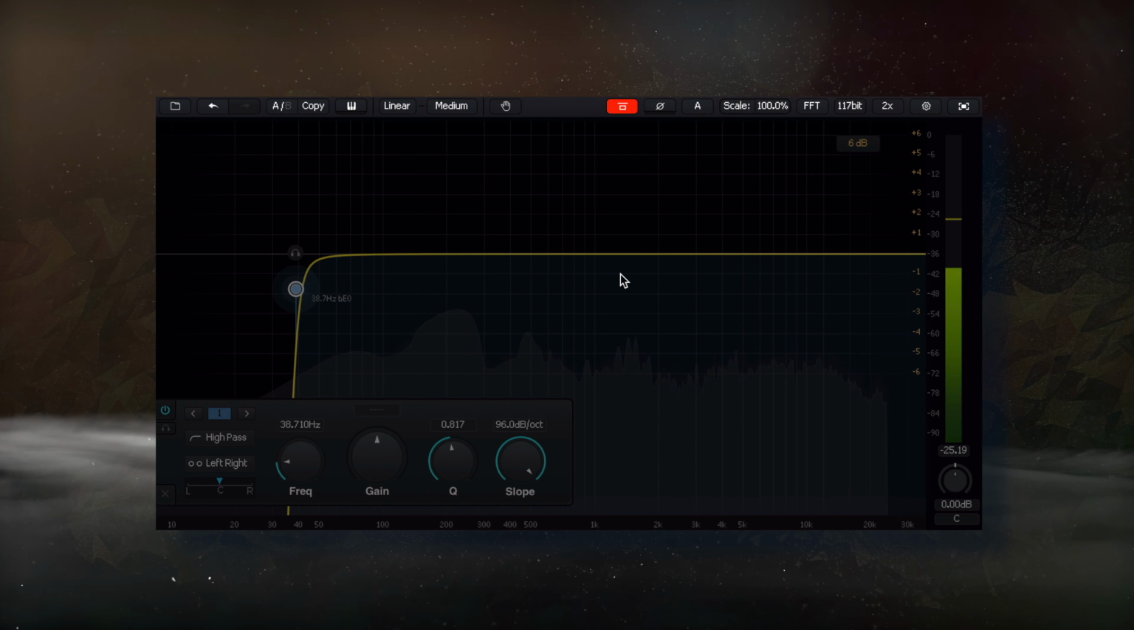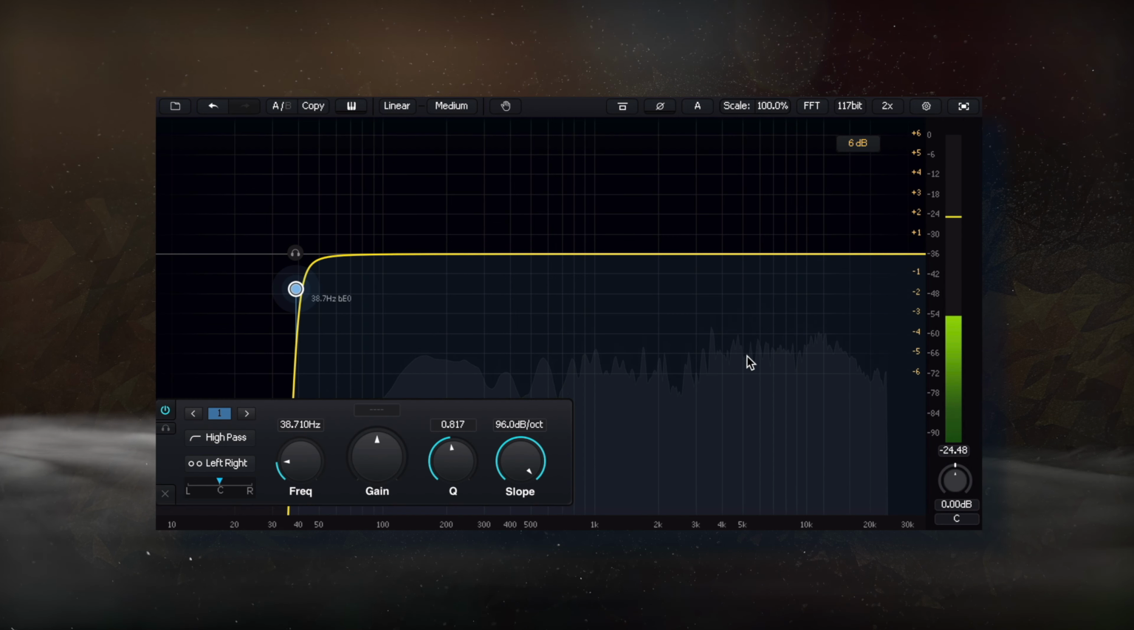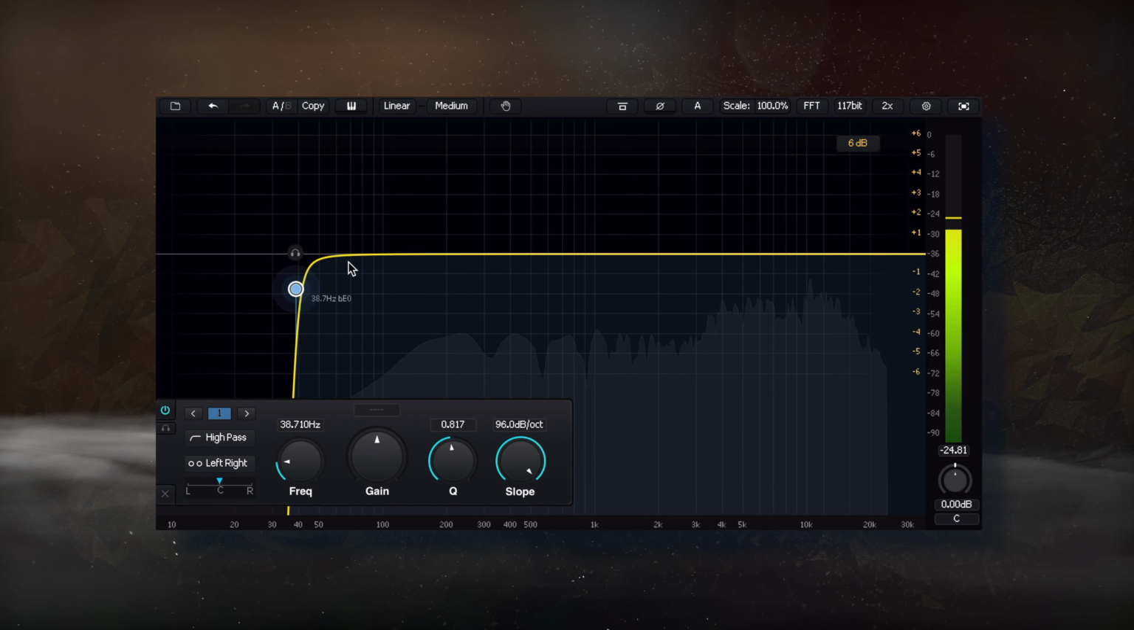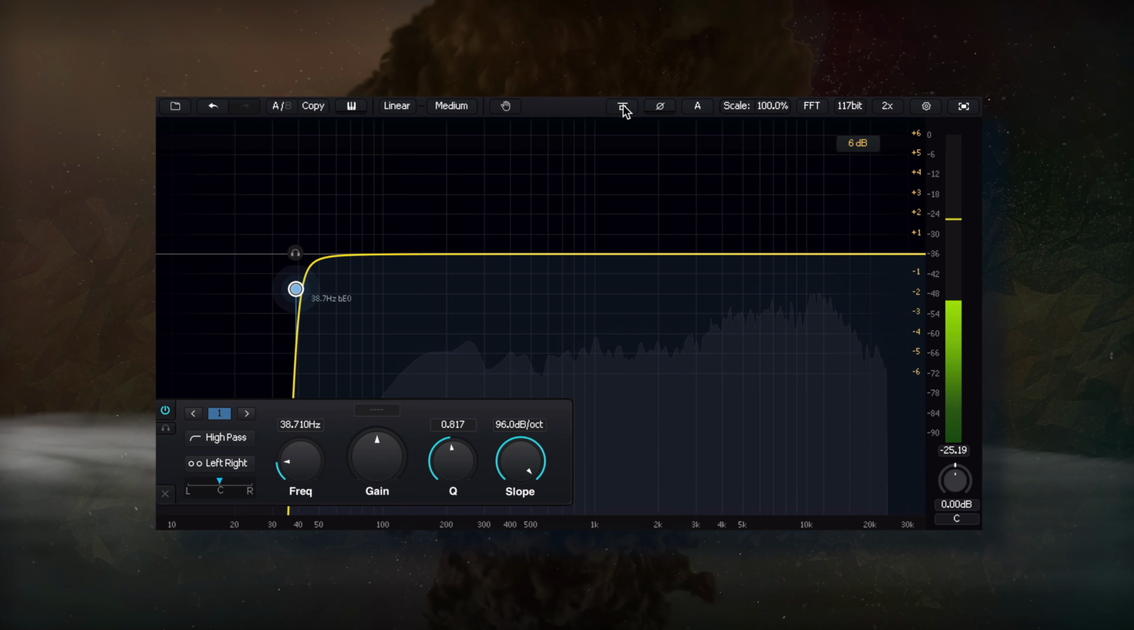So let's take a listen to the same high-pass filter being used, but this time, we're going to use a linear phase EQ. We'll notice that the correlation doesn't change like it did when using a minimum phase or zero latency filter.